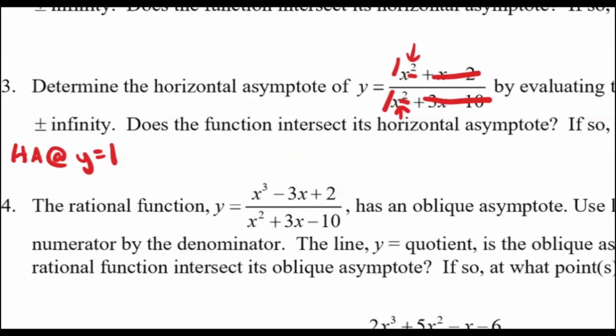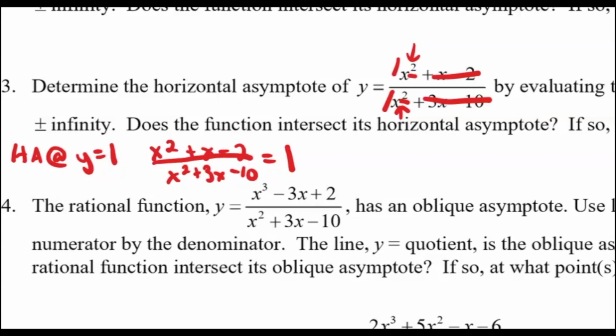Now, if we're wanting to find where the function equals or hits its horizontal asymptote, if it intersects it or not, what we're going to do is take the original function, which was x squared plus x minus 2 over x squared plus 3x minus 10, and set it equal to the horizontal asymptote, which is 1. And then try solving for x.